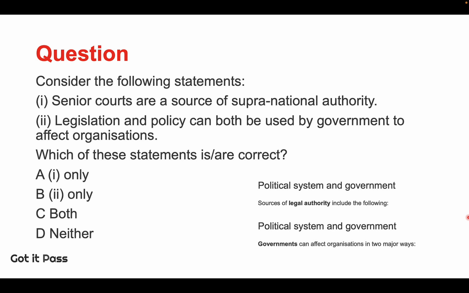Governments can affect organizations in two major ways. So after this class, you can name which two ways the government can affect organizations. Then you can answer this question based on our discussion.